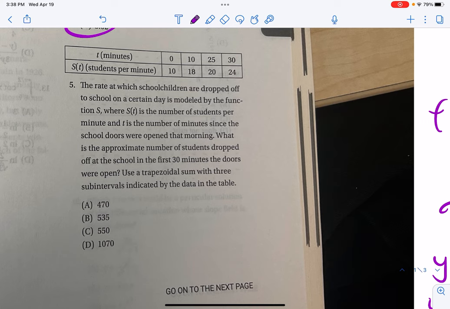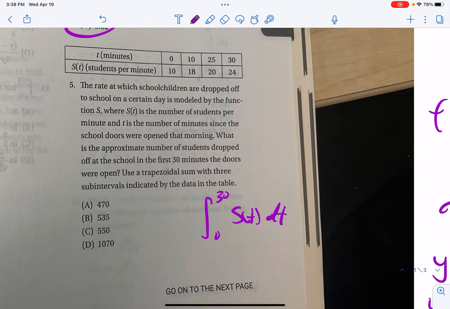Okay, just looking at this, I feel like this is wordier than a regular AP free response would be, but let's see. We have a table of time and students per minute. This is students getting dropped off at school. And what is the approximate number of students dropped off at school during the first 30 minutes if we use a trapezoidal sum? So S is a rate. So we really want to find the definite integral of a rate to figure out the number of students.